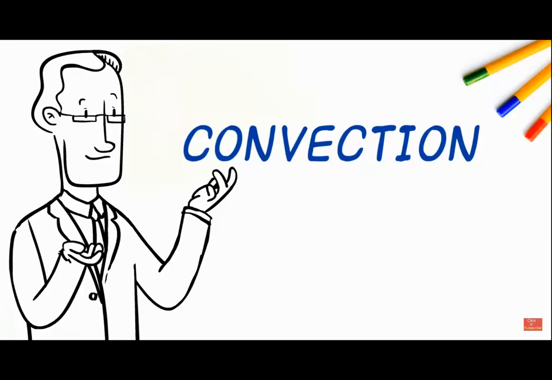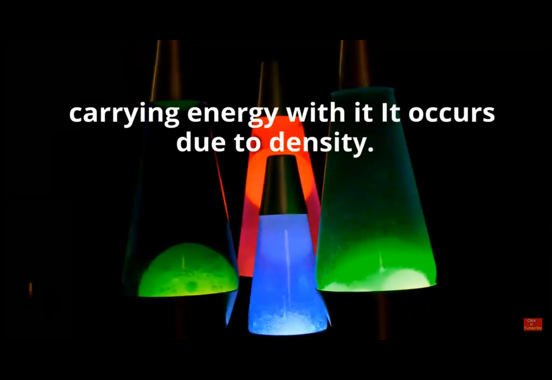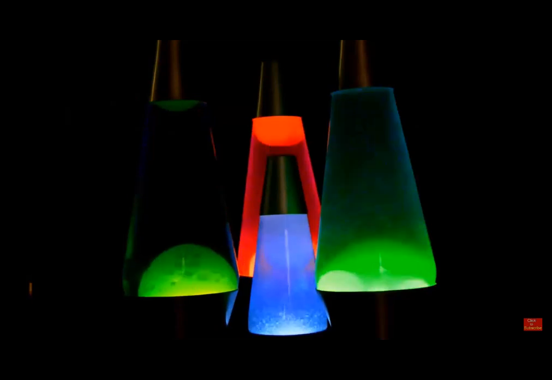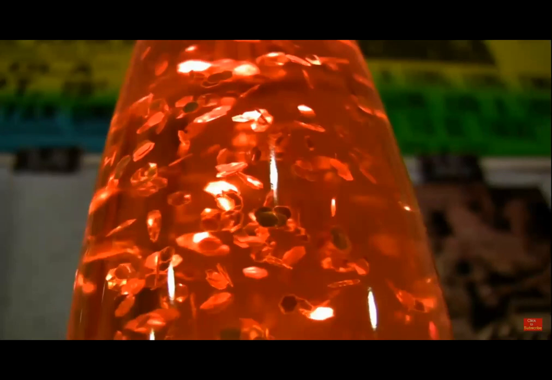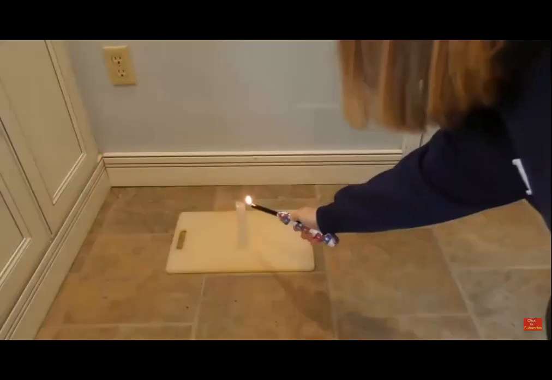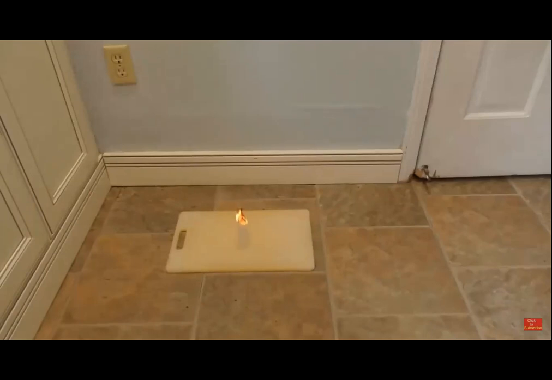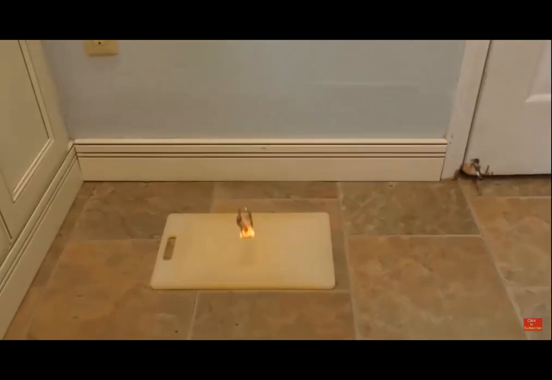Convection is heat transferred by the movement of a fluid such as air or water. When the heated fluid is caused to move away from the source of heat, carrying the energy with it, it occurs due to density. Lava lamps are examples of convection. As the liquid is heated, it rises and falls. As it rises, it cools. As the paper burns, the air is heated up and begins to rise. The burning paper is swept up in the convection current, cools, and falls back down.